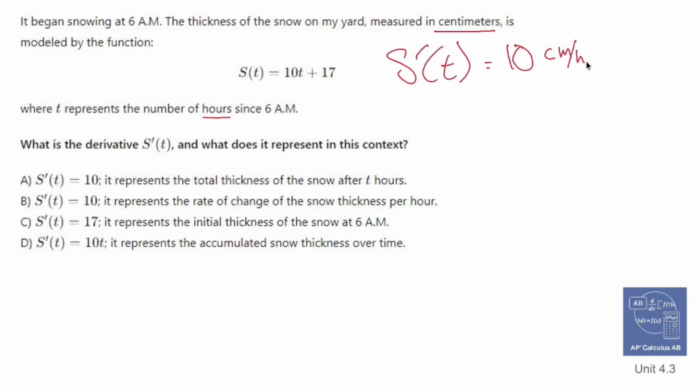Wow. Well, all right. So that's basically what you're getting at: the rate of change of the snow thickness per hour. That's a lot of snow. Of course, not realistic here, but that's what it gets.